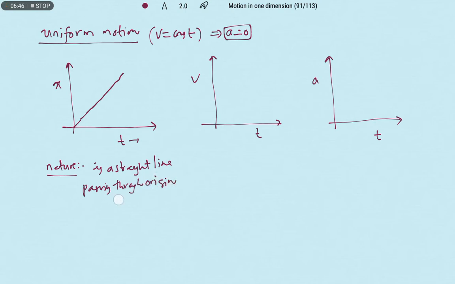How can we analyze this, sir? Let us take the second equation of motion. What is the second equation of motion? s equals ut plus half at squared. What is the acceleration for uniform motion?